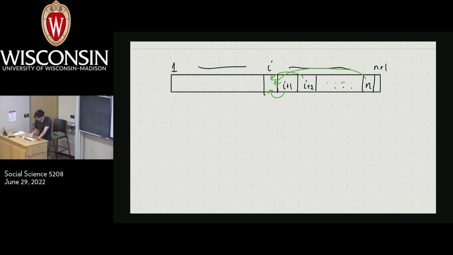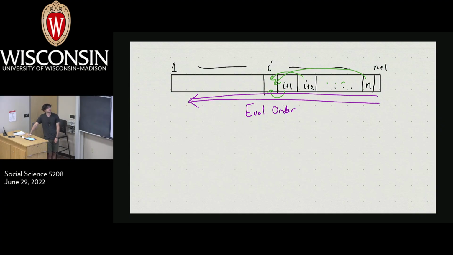So what's a good evaluation order? Well, we're going to evaluate it like this. It's going to be a loop that starts at n and goes down to 1, depending on how you want to phrase that.